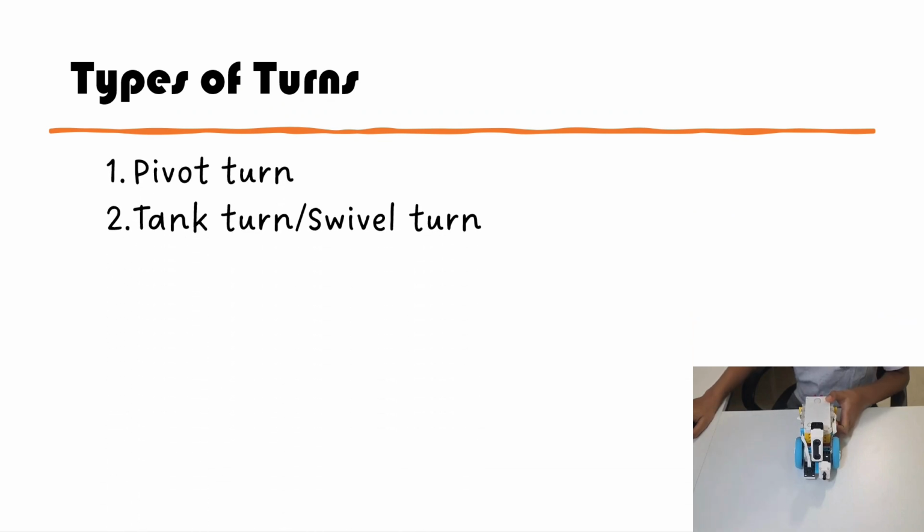There are three types of turns. The first one is a pivot turn, second is tank turn or swivel turn, and the third one is a smooth turn.